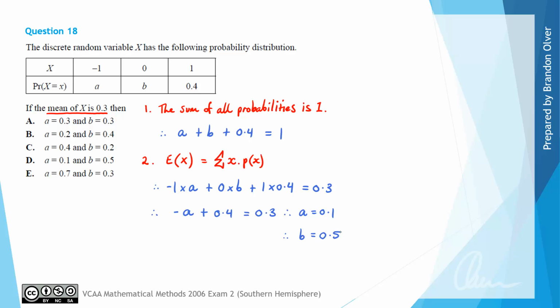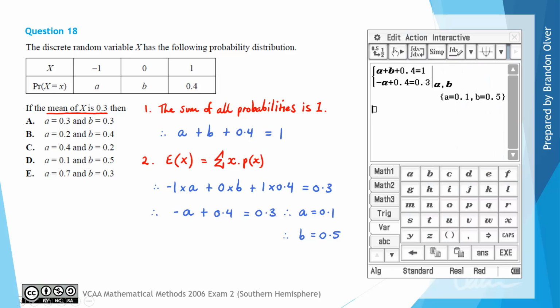Now, if you wanted to, you could have put those two equations into a calculator and used the simultaneous equation solver to find that a equals 0.1 and b equals 0.5. And that's shown on that screen just there. So that means that the correct answer for this question must be option D.